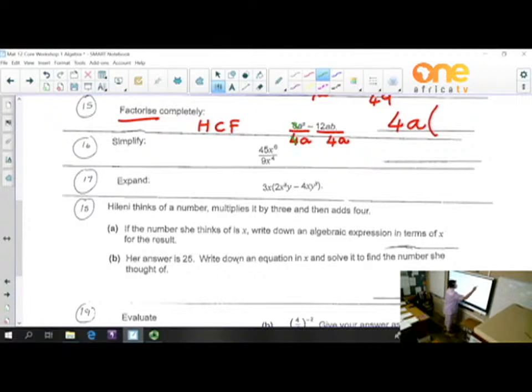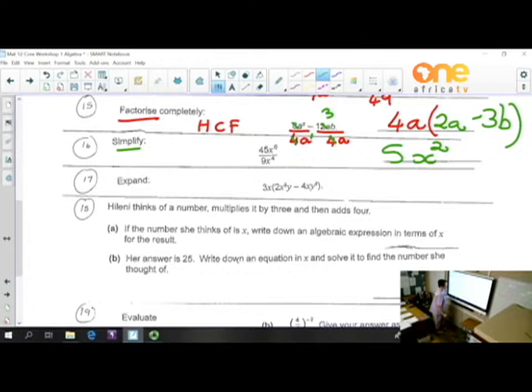Now, if we divide here, we have 2a. Remember, I subtract my indices, and then it is minus 4 divides into that one 3 times, minus 3b. The a's will cancel out. 1 minus 1 is 0. Question 16, simplify. So there we're just going to divide the numbers, which is 5. And what is the rule for indices? When I divide, I subtract. So it is then x to the power of 2.